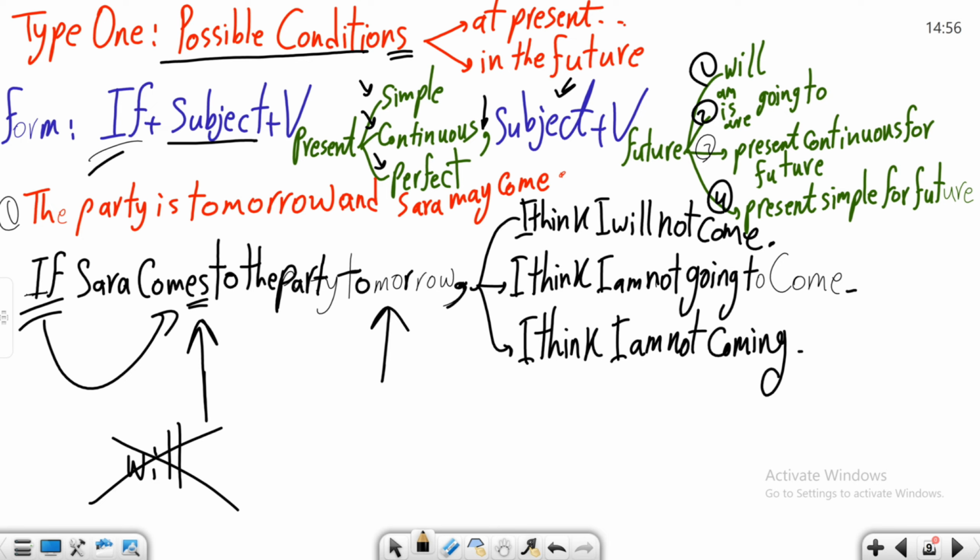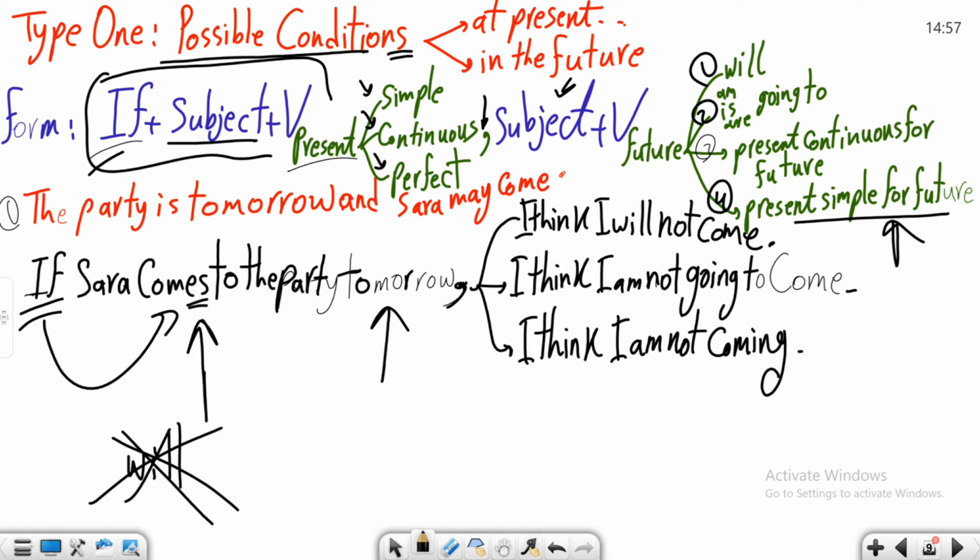So if Sarah comes to the party here, present simple is enough. We don't need will, we don't need going to, because generally we have a present simple to talk about future. So the only form accepted is the present form, present simple, present perfect, or present continuous in the if clause, in this if clause.